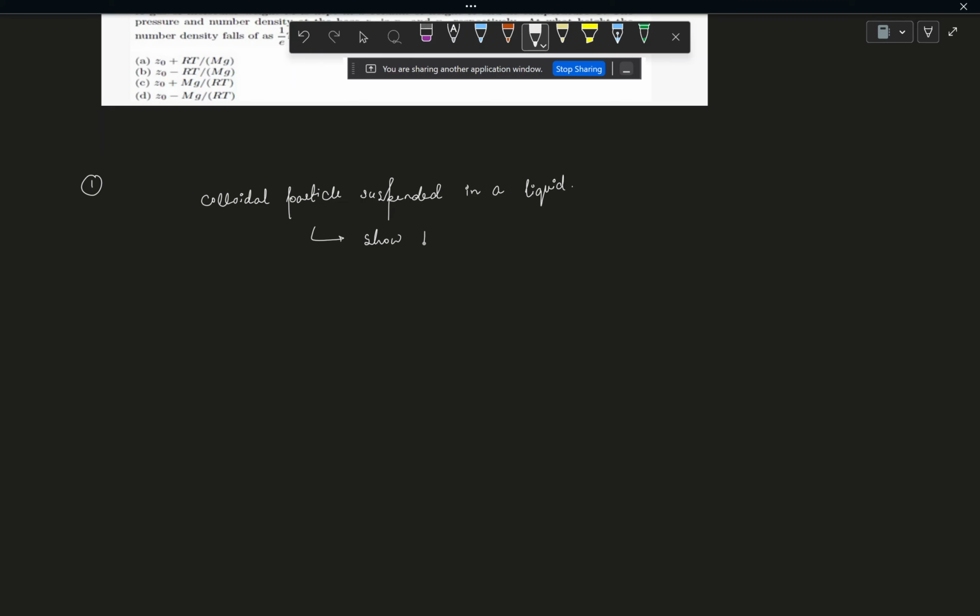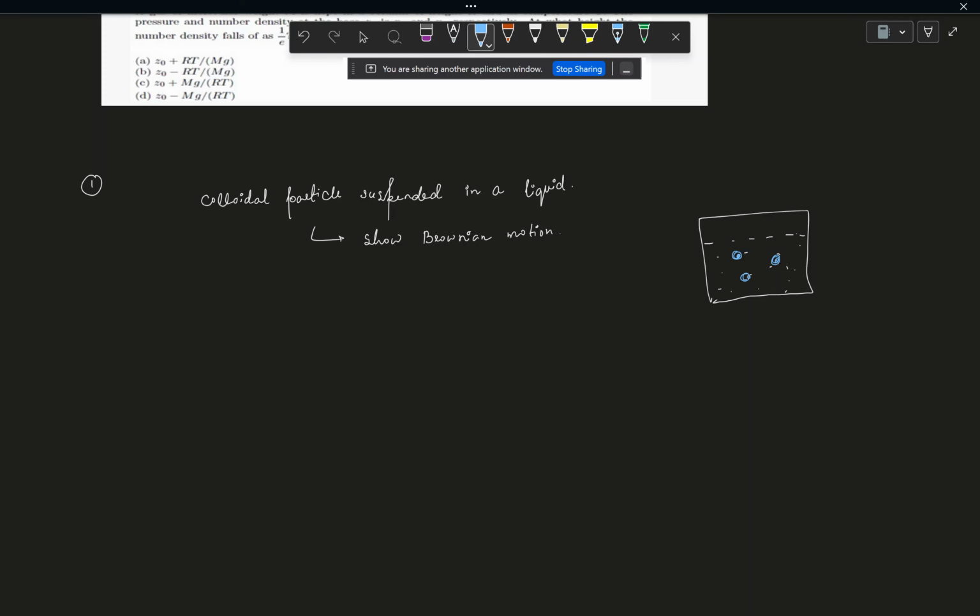So it will show Brownian motion. Why Brownian motion? Because if this is your container where the liquid is placed, so this is, let's say, the liquid, and in this liquid there are some colloidal particles which are suspended in this liquid.